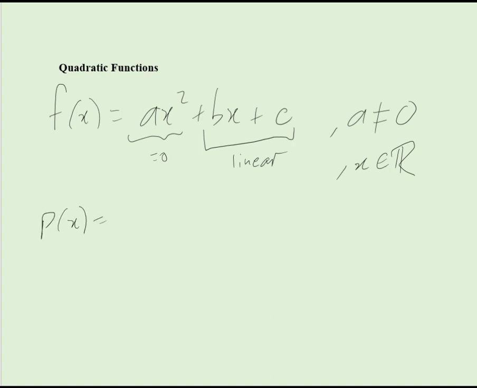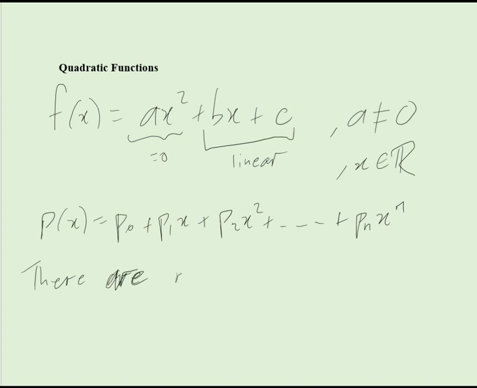p of x is equal to p naught plus p1x plus p2 x squared plus all the way to, let's say, pn x to the n, there are n roots. Sorry, I wrote that quite untidily. There are n roots. So what this means is there are n solutions for x that satisfy the equation p of x is equal to 0.